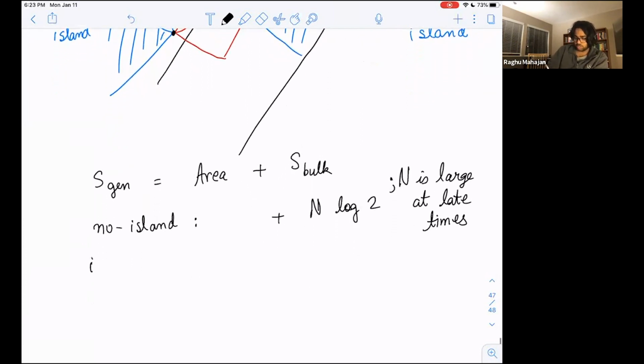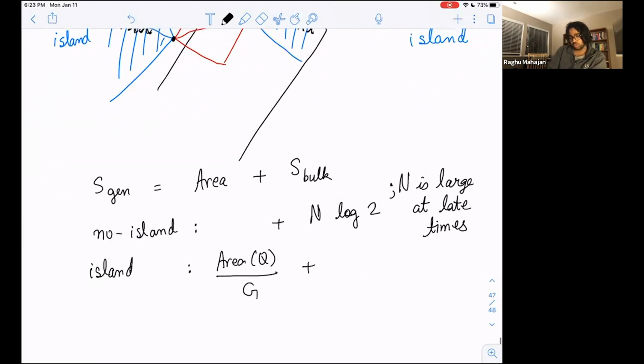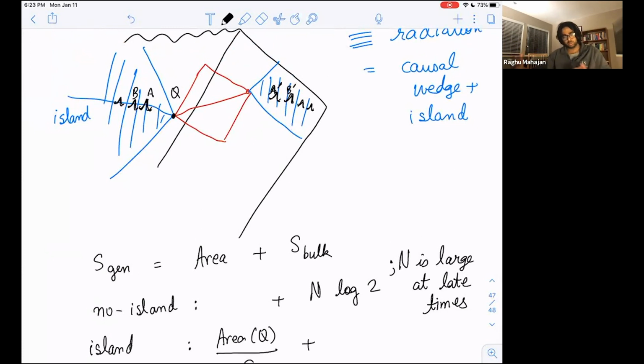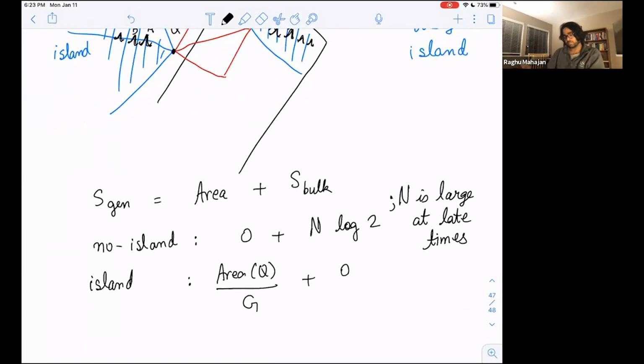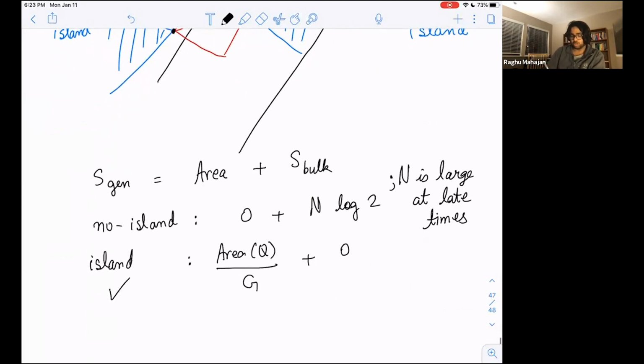But if you do include the island, then you pay a penalty for the area. So it's the area at the point Q divided by G. And this is also big because G is small, so area over G is big. But since you included the EPR pairs together in your blue region, they contribute nothing to the entropy. So you get 0 here. So it's one or the other. And the point is, at late times, this is smaller. So it wins out in the competition.